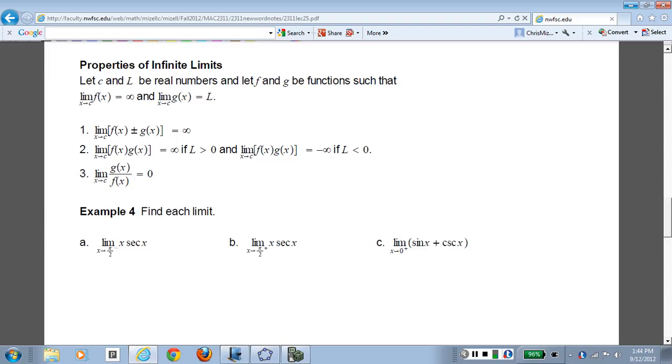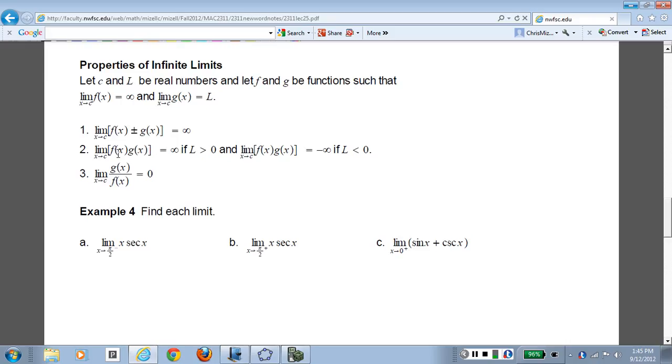So we'd like to be able to say something about the limit of f of x plus g of x as x approaches c. Well, f of x is going to positive infinity, g is going to L. Regardless of how great L might be in the negative direction or the positive direction, if f of x is going to infinity, it's taking g of x with it, and it's going to infinity. So the limit of f of x plus g of x is going to be infinity, regardless of the value of L.